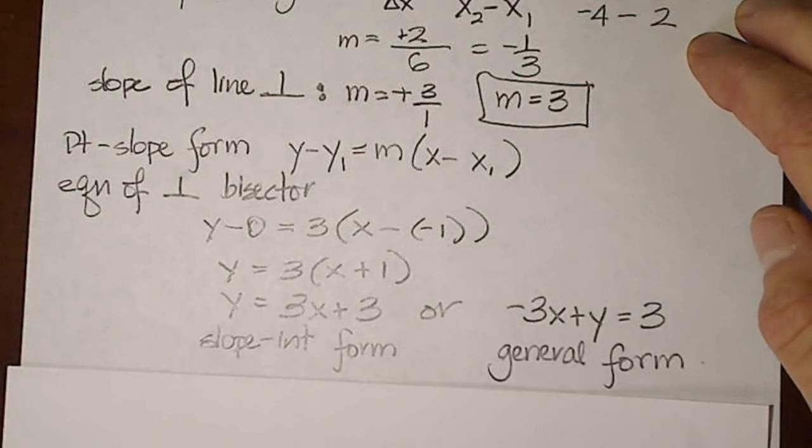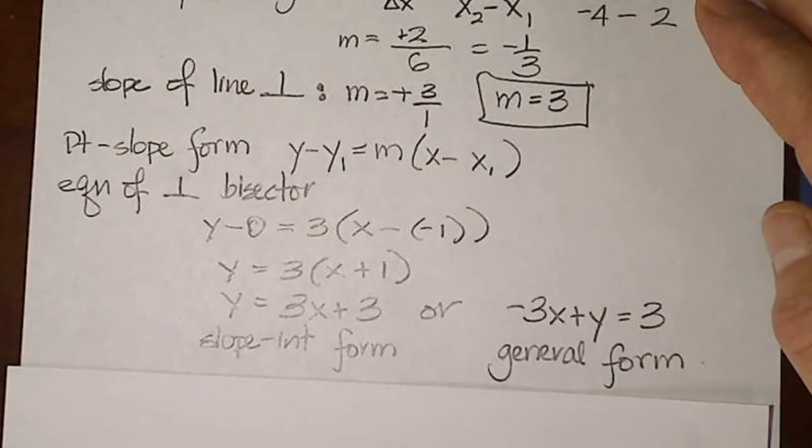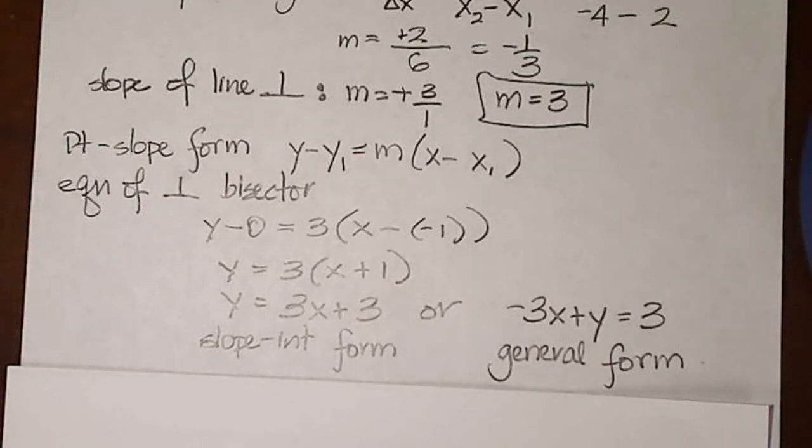So the first case is slope-intercept form. The second case is general form. And that is the solution of the perpendicular bisector to the line segment.